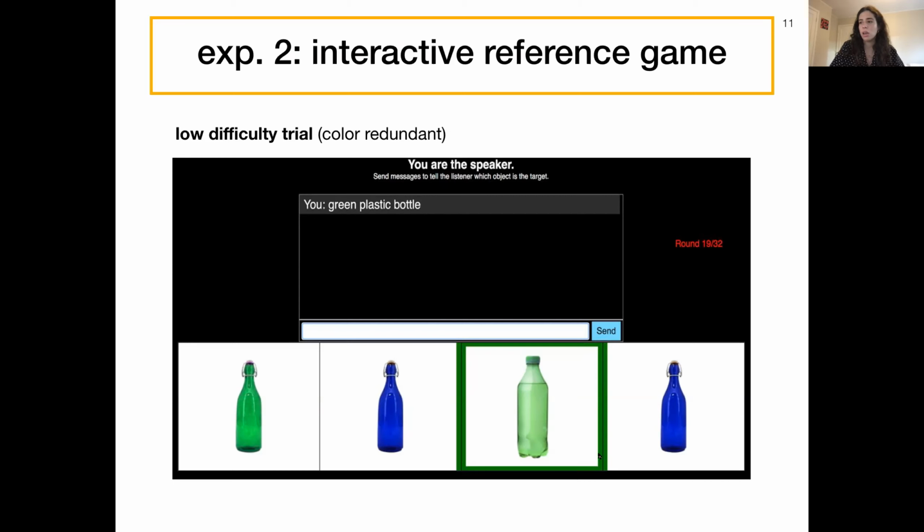On critical trials, participants saw a display with 4 objects of the same type, in which either color or material was redundant to distinguish the target, and it was marked by a green border in the speaker's display. So I'll walk you through this example. This is a low difficulty color redundant trial, and we're seeing the speaker's display. The target is the green plastic bottle. It's the only plastic bottle, so mentioning the material is sufficient, calling it the plastic bottle. There's one more green bottle here, and this makes mentioning the color redundant. Also, this target item is specifically chosen because in experiment 1, we saw that this particular bottle is in a color that's very easy to perceive.